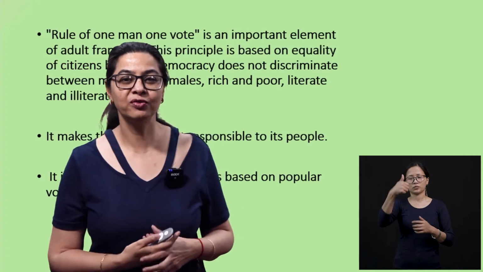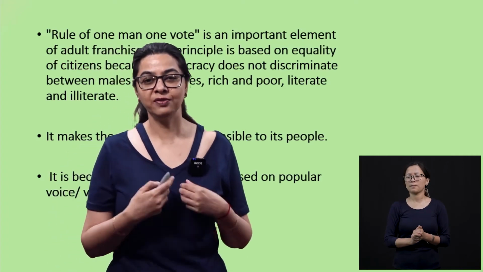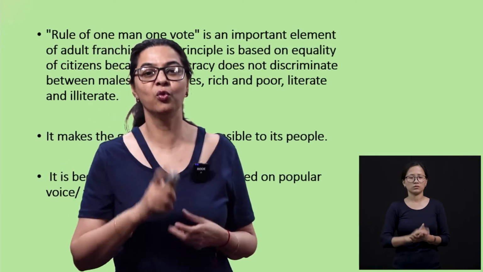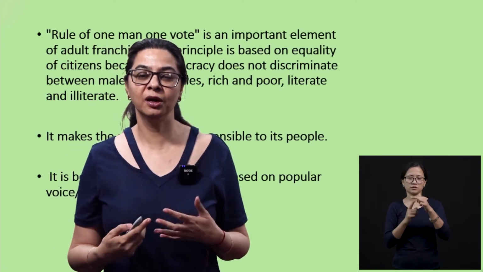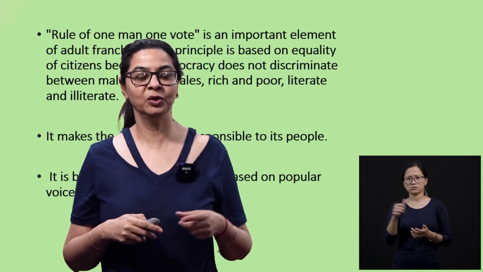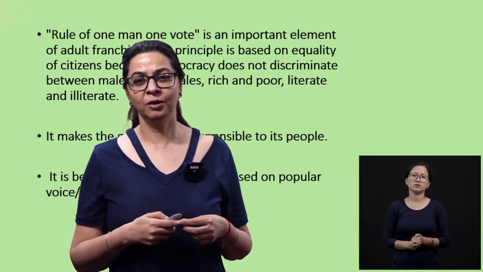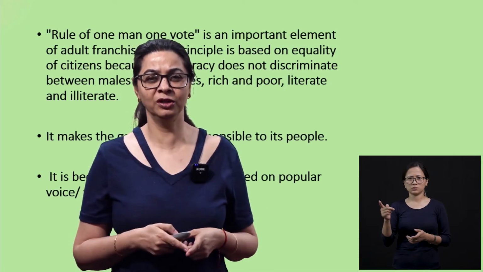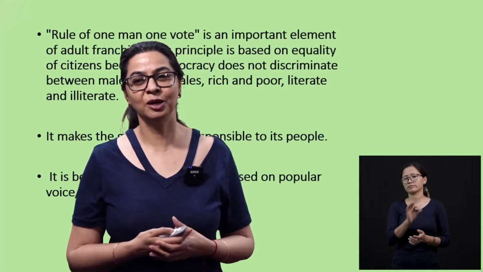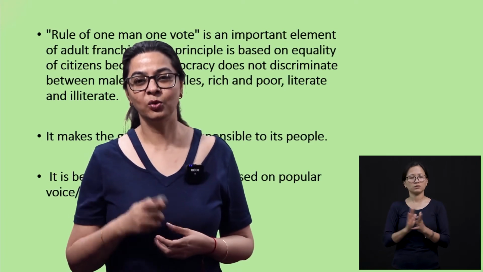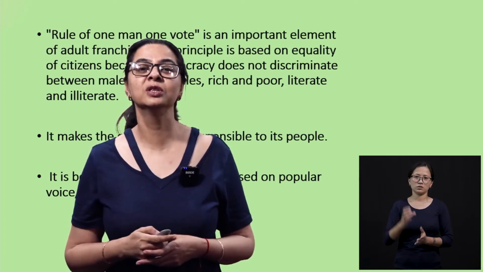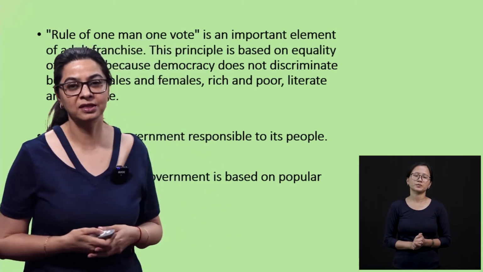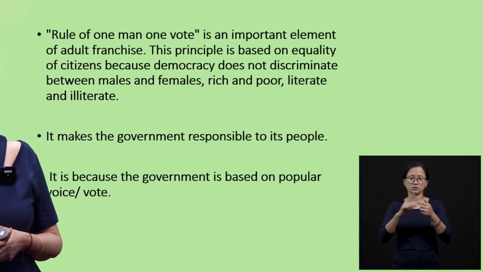So, rule of one man, one vote. If I am voting, I have a right to vote only for one candidate. It is not that I like this one also and I like that one also, just like a nursery child saying, ma'am, this is also my friend, this is also my friend, so I want both of them to be the monitor. Sadly, that doesn't happen in a democratic world. You are one citizen of a country, you get to vote for one person. So, rule of one man and one vote. That's a very important element of adult franchise.